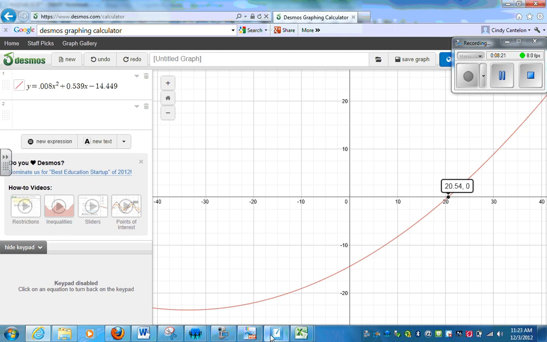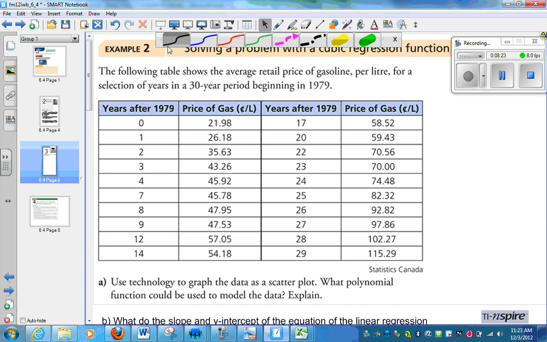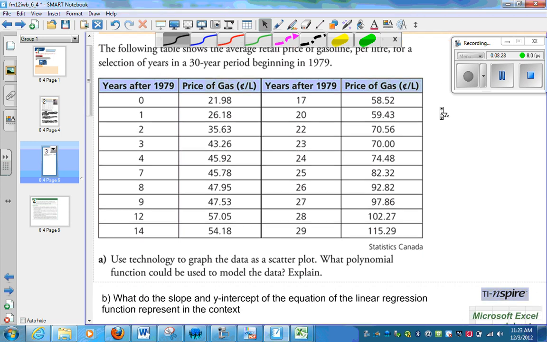Let's look at another example here. The following table shows the average retail price of gasoline per liter for a selection of years in the 30-year period beginning in 1979. So someone has found this data. In 1979, it was 21.98 cents. 29 years later, it was 115 cents.